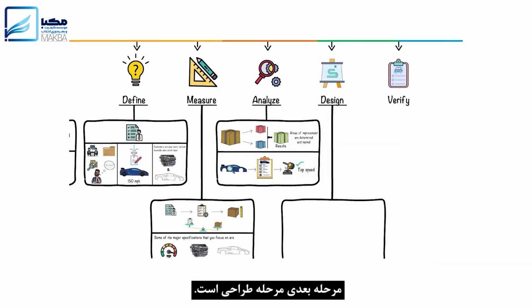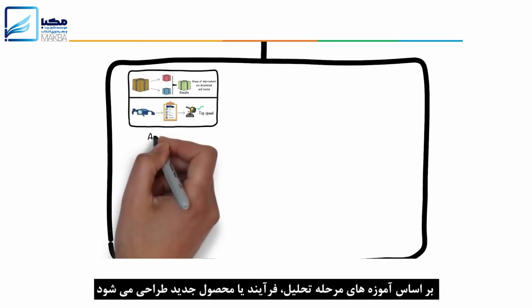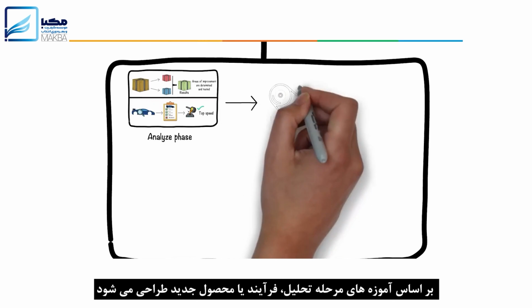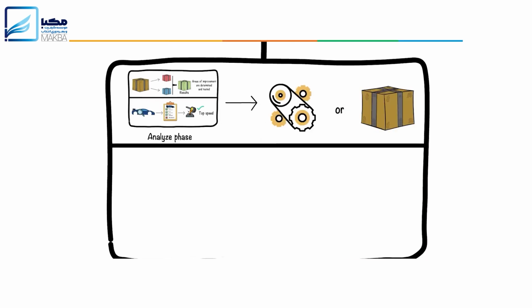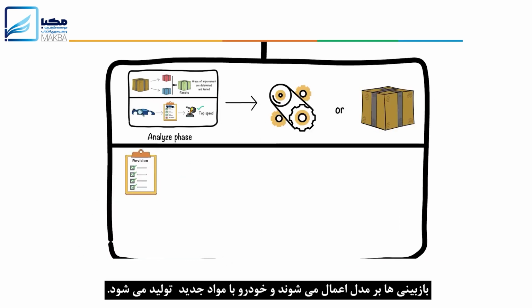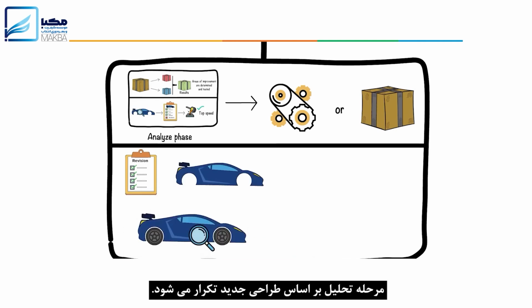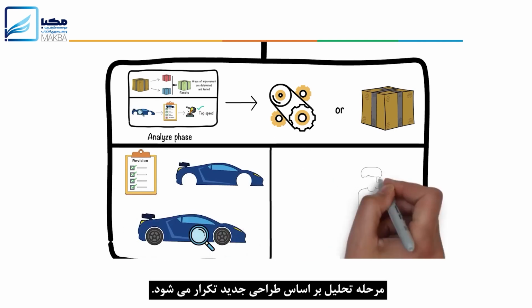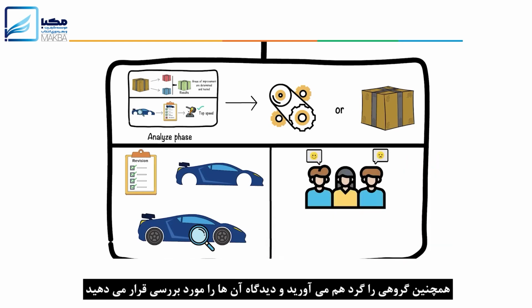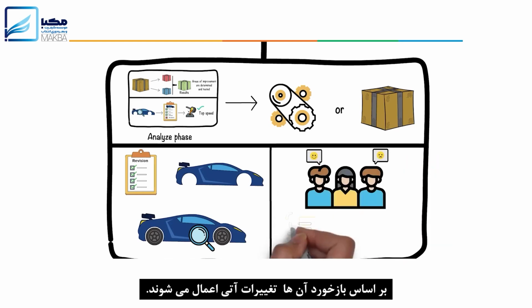Following this, the Design phase. Based on the learnings from the analysis phase, the new process or product is designed. Revisions are made to the model, and the car is manufactured with the new material. The analysis phase is repeated based on the new design. You also bring a focus group and see how they receive it. Based on their feedback, further changes are made.